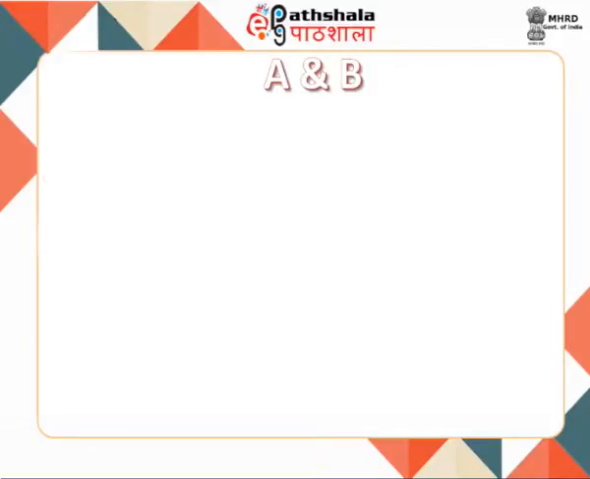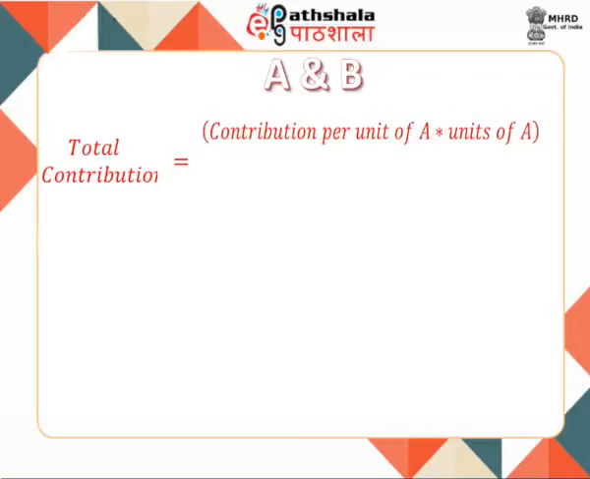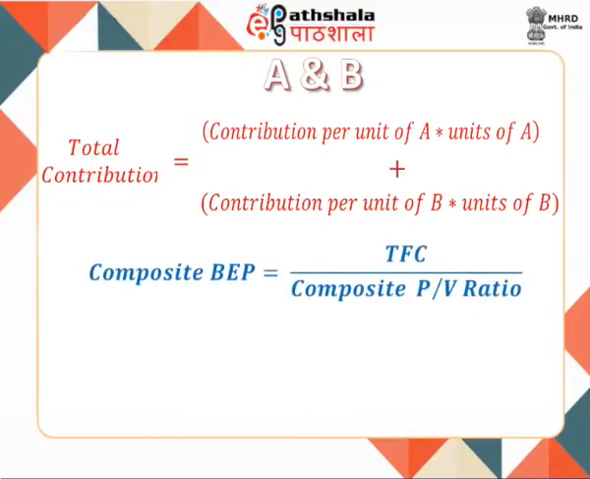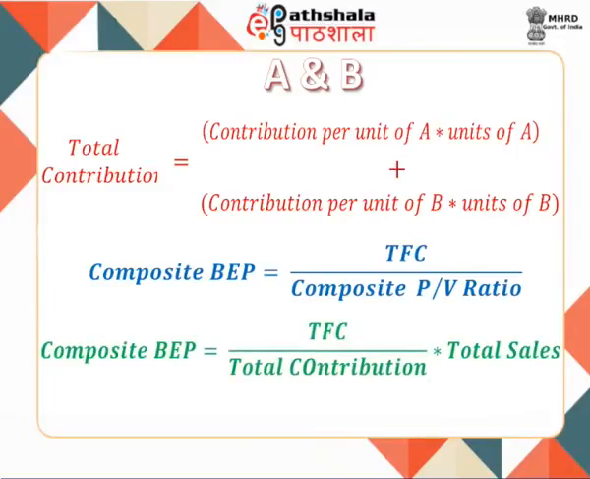In this case, total contribution is equal to contribution per unit of product A multiplied by number of units of product A, plus contribution per unit of product B multiplied by number of units of product B. Now, the composite break-even point is equal to total fixed cost divided by the composite PV ratio, that is, total fixed cost divided by total contribution multiplied by total sales.